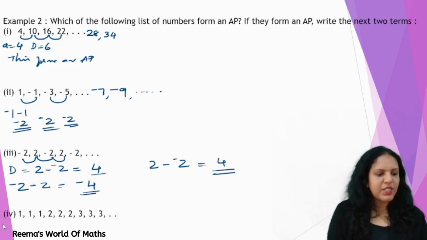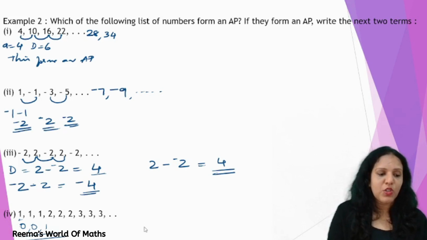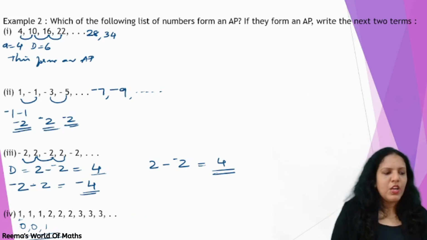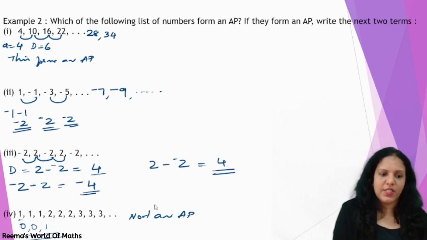Now let's see another list of numbers. The difference between the first two numbers is 0. The difference between the second number and third number is again 0. The difference between the third number and fourth number is 1. Is there a common difference? No. So this is also not an AP. The fourth one is not an arithmetic progression because the common difference is not constant.